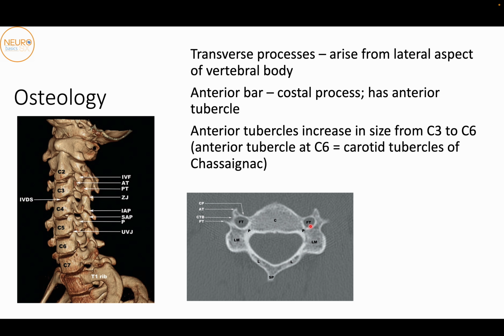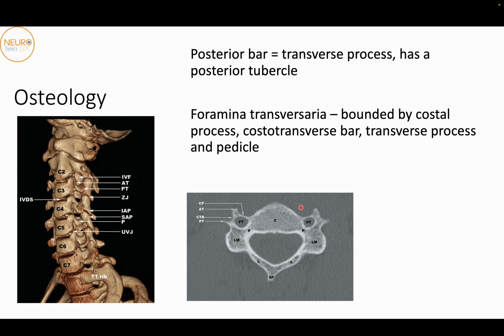So as we can make out, this foramen transversarium medially is formed by the pedicle, anteriorly is formed by the anterior bar of the costal process, posteriorly is formed by the transverse process, and laterally over here you have a costotransverse bar. Right, so we've discussed the costotransverse bar.